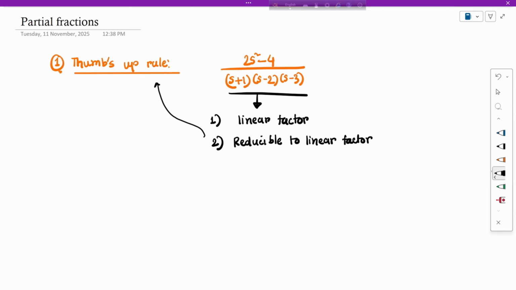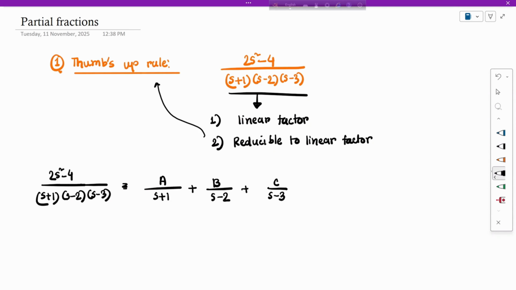So what actually is the thumbs up rule and how do we use it? Let's say this is our expression and we want this expression to be split like this. That makes sense because we want our expression to be split into the partial fractions just like the right hand side. There are three unknowns on the right hand side, which are a, b and c, and we have to determine these values. In order to determine the value of a, that's the thumbs up rule I'm talking about right now.